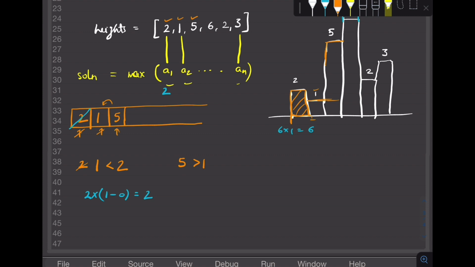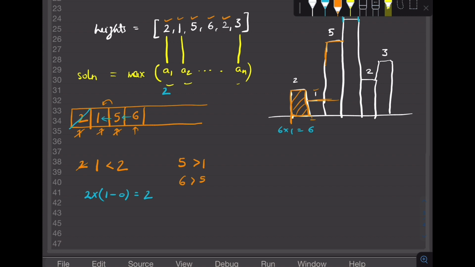Now let's go to 6. 6 is again greater than 5, which is the last element. Same case, we just add 6 here. Now notice something here. 1 is the left boundary of the rectangle with height 5. 5 is the left boundary of the rectangle with height 6. As long as we can find the right boundaries to corresponding rectangles, we can find all the areas. Let's go to the next element.